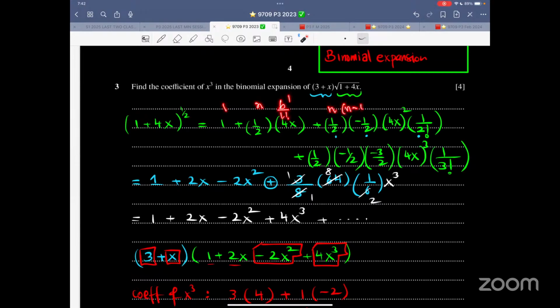This is n minus 1, b raised to power of 2 over 2 factorial. n minus 1, n minus 2, b raised to power of 3 divided by 3 factorial. Simplify, you get this. You do selective multiplication.